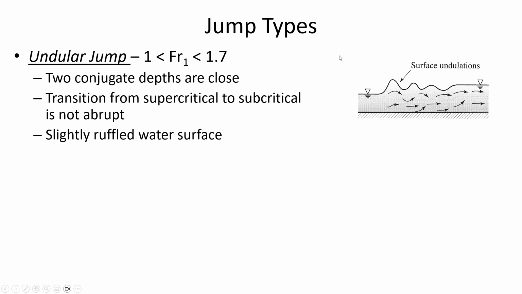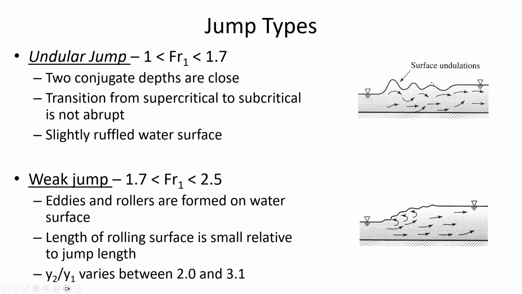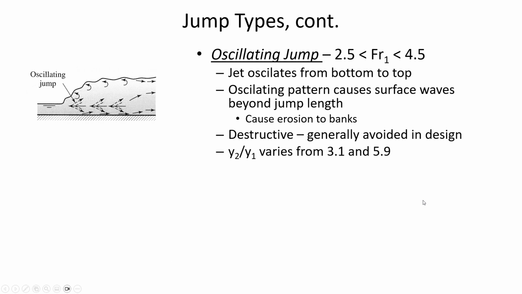Our book steps through different types of jumps depending on the Froude number. A low Froude number jump is called an undular jump, and you can see these flow patterns leading to rippling at the surface. A weak jump is from a Froude number of 1.7 to 2.5. There are likewise some eddies and rollers on the water surface, where you're beginning to maybe see a little bit of white water in a weak jump.